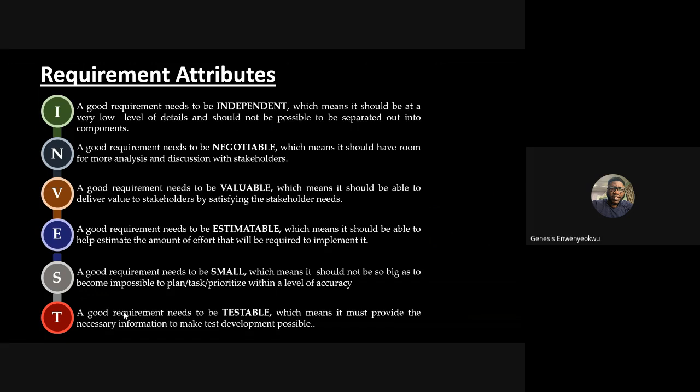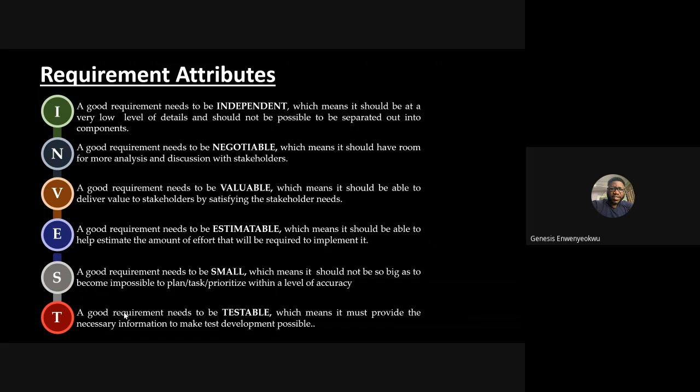N stands for negotiable. And what this means is that our user story should be able to provide more room for analysis and discussion. With our user stories, stakeholders should be able to discuss and break down, or should I say analyze, how to achieve that user story. So it should create more room for analysis and discussions with stakeholders.